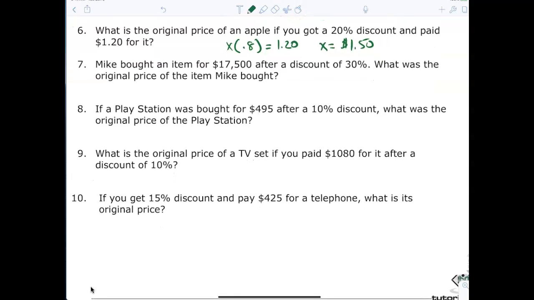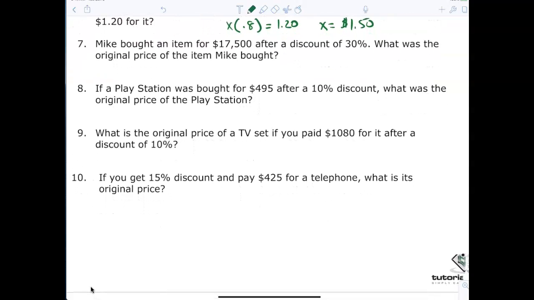All right. Number 7 goes. So you do... I can't hear you. X times 0.7 equals 17,500. Very nice. And 17,500 divided by that is which? 25,000. Anybody else get 25,000? All right. Thank you.